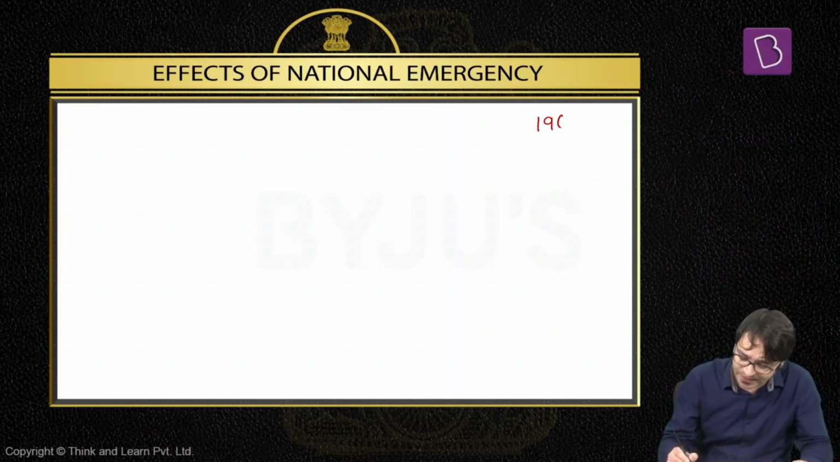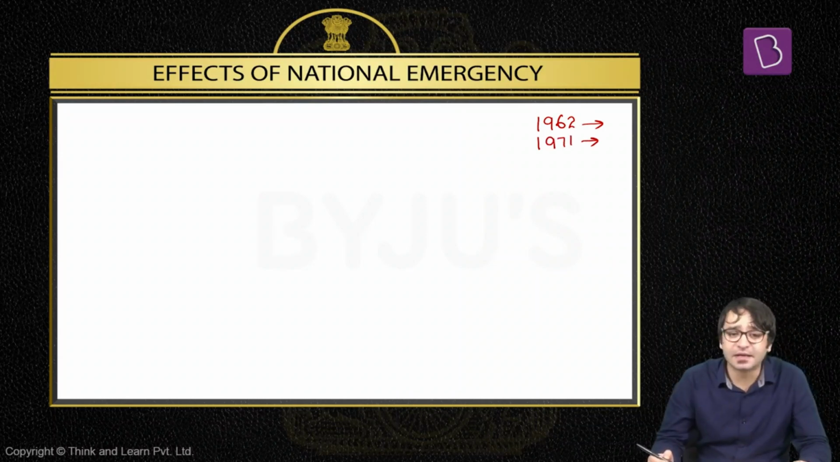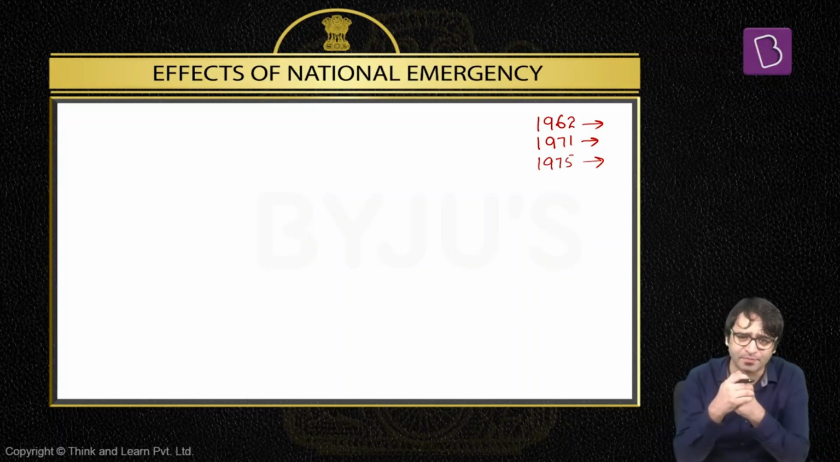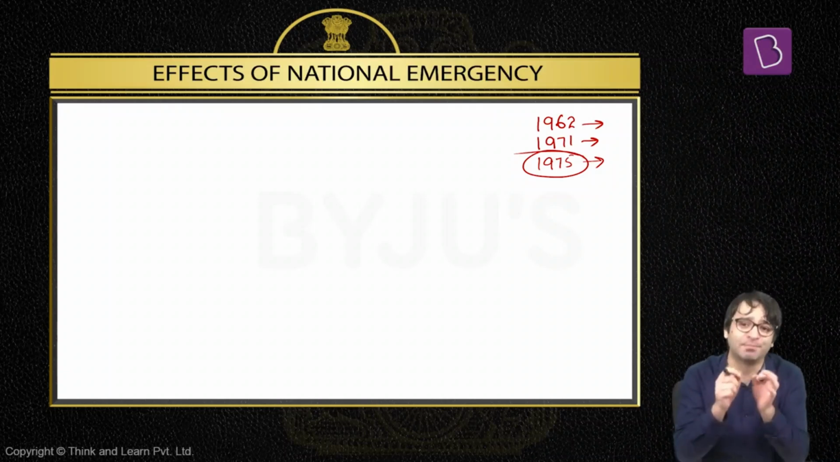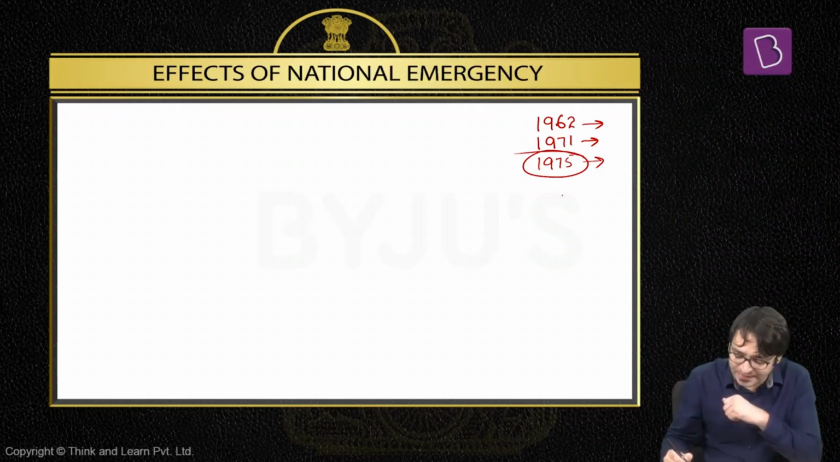But now, how many times has this national emergency been imposed in this country? The first time was in the year 1962 because of the India-China war. Second time, 1971, because of the India-Pakistan war, which led to the emergence of Bangladesh as an independent entity. And the third one was in 1975, when Indira Gandhi was the Prime Minister, and this emergency was the most notorious one. It is considered to be a dark spot, a black spot on India's democratic credentials.